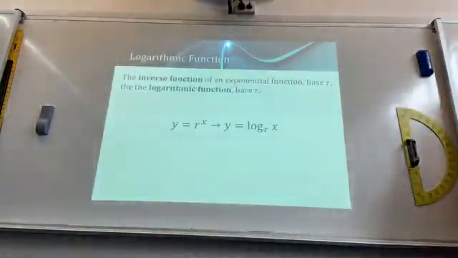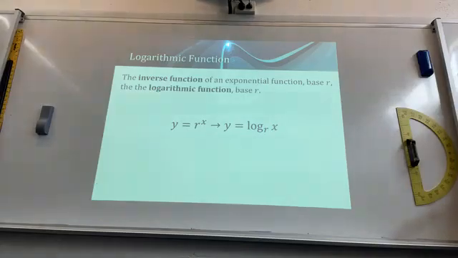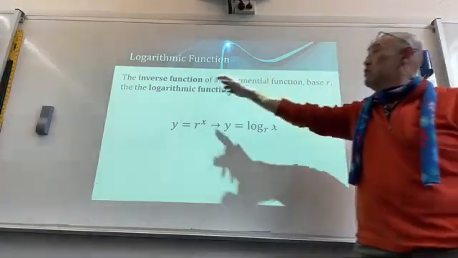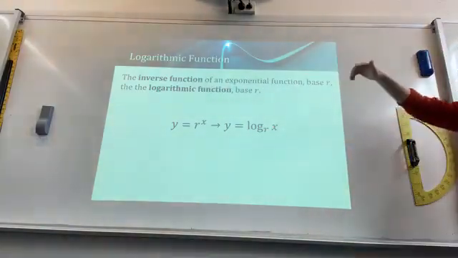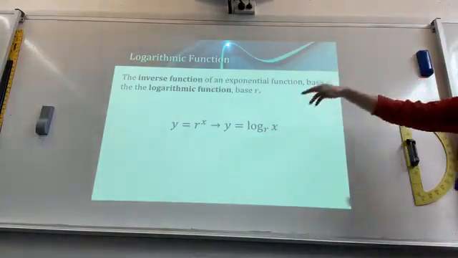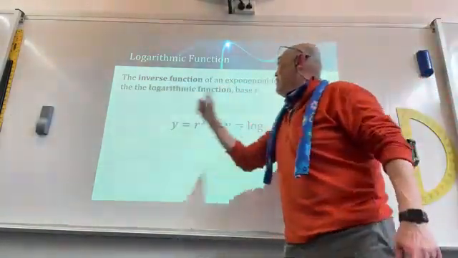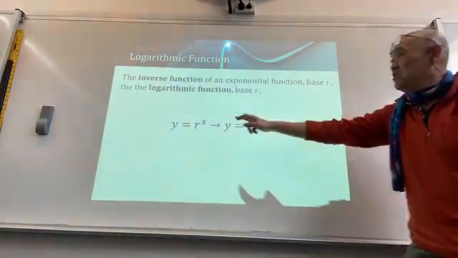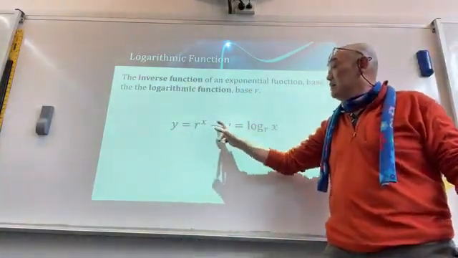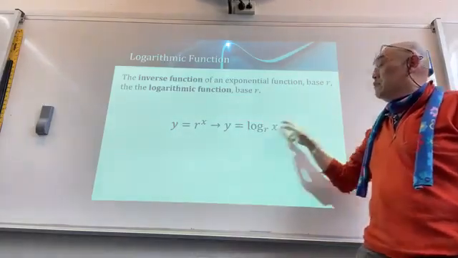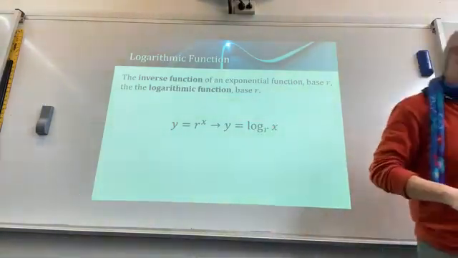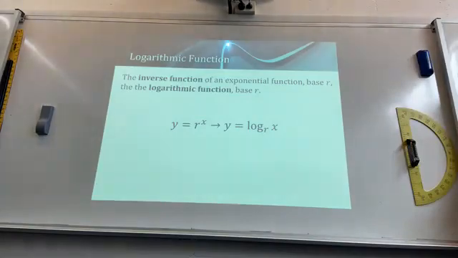Now, just as a summary, I am going to avoid using a because I'm going to use a as a transformation. So I'm just going to use base r now. The inverse function of an exponential function base r is the logarithmic function of base r. So y equals r^x, the inverse is y equals log base r of x. Happy with that? This is just a summary.